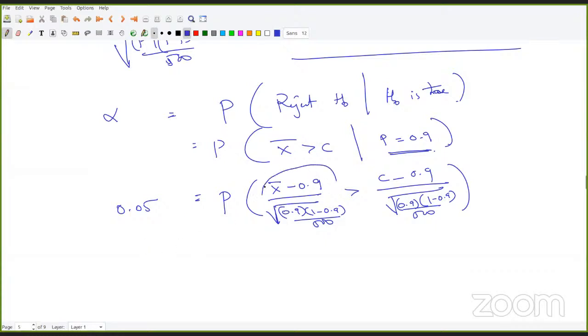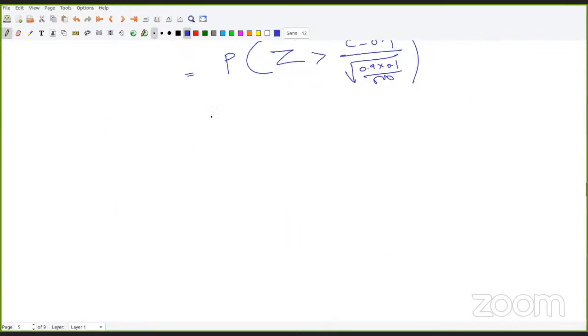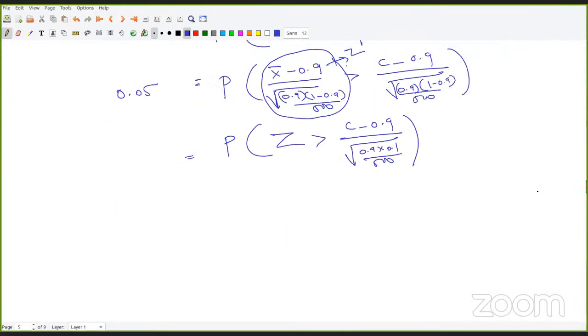Now this is standard normal. Observe, we are doing the same steps. So this is Z. This is the probability that Z is greater than C minus 0.9 divided by root of 0.9 times 0.1 divided by 500. Correct? Is there anything new we are doing in the computation part? No, sir. So all the steps are the same.